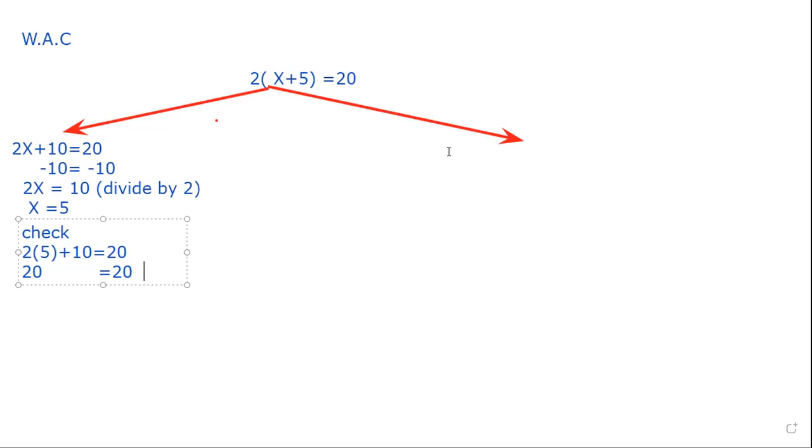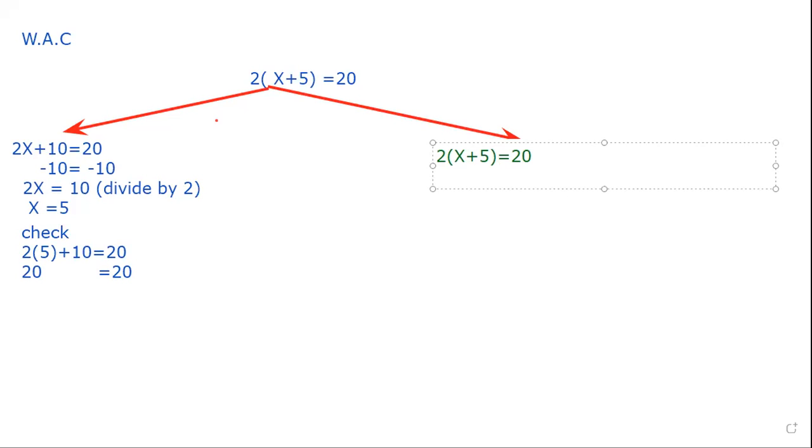I said at the beginning that I have two different ways to solve this question, right? So let me explain the second way. I have 2 times (x plus 5) equal 20, right? So what is the second method? Is there anyone who knows?